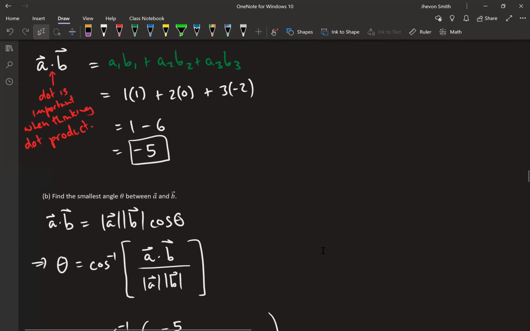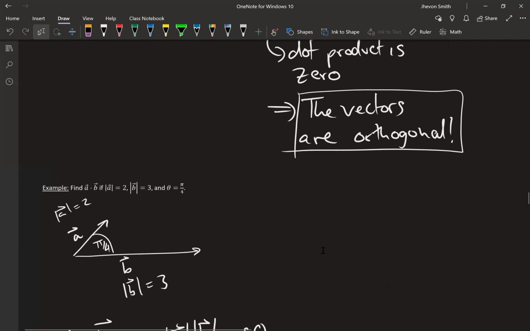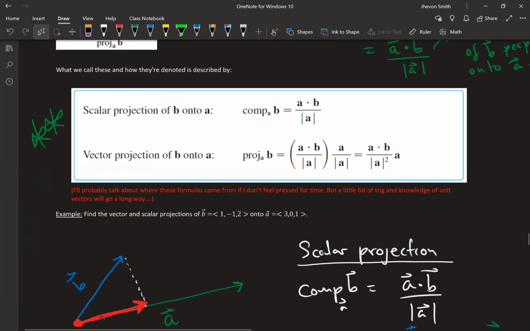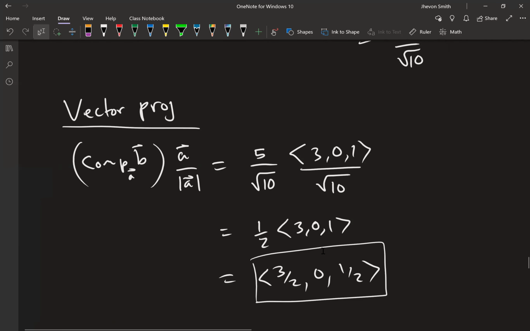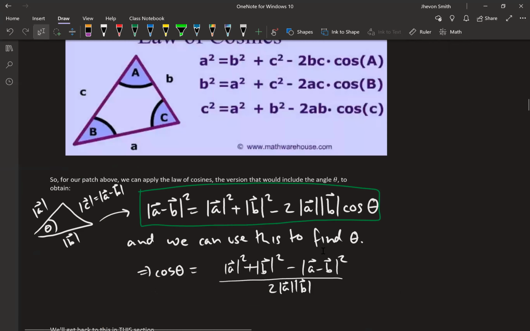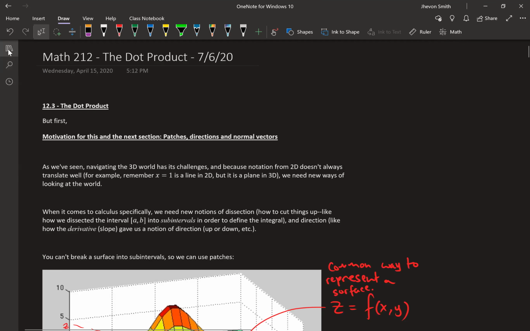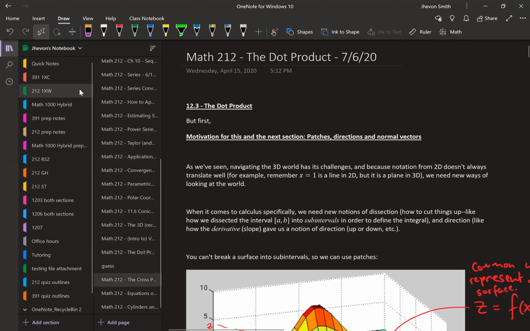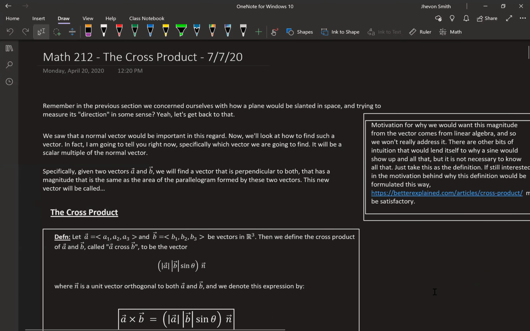The next thing we're going to talk about is going to be something that only works in 3 dimensions. This guy is the cross product.